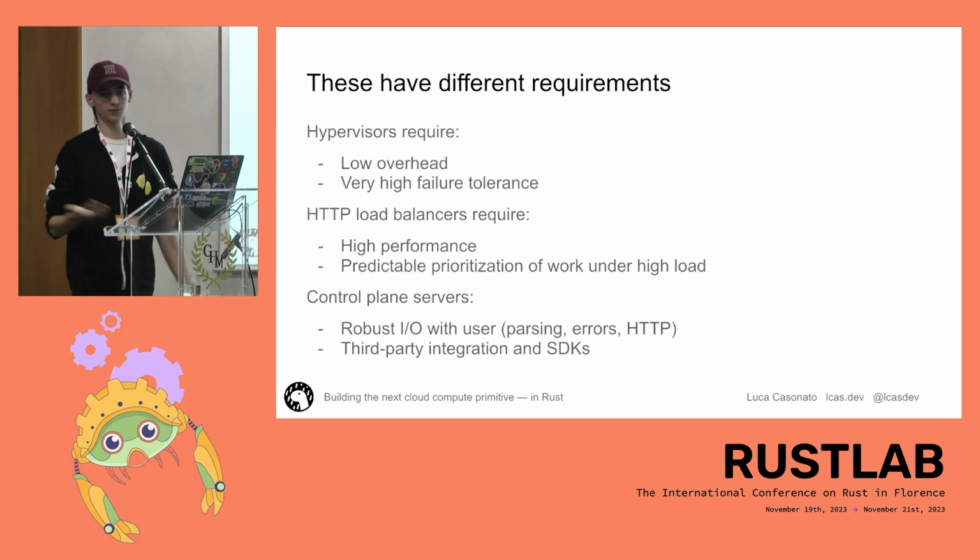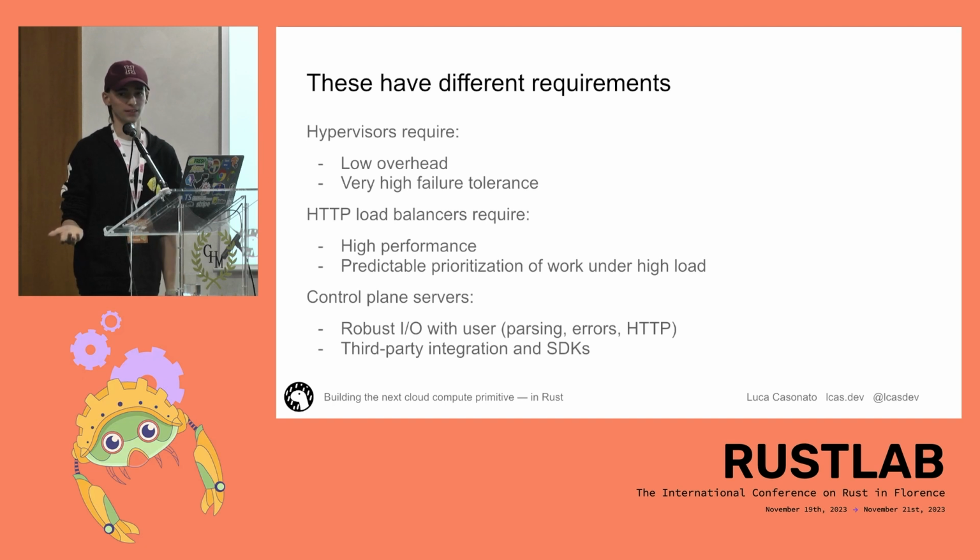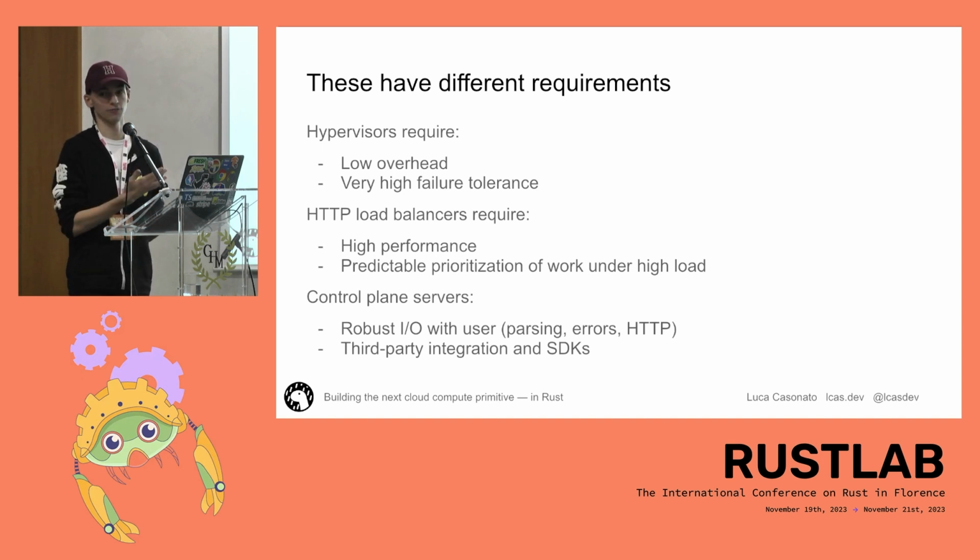HTTP load balancers are pure cost. You just want them to be fast, have as few of them as possible to serve the workload that you need. But you also want to have very predictable performance. You want to make sure that if you're in a scenario where you can't scale up fast enough to handle demand, you're serving traffic for users that are already connected to your system before you serve new traffic, right? So you need to be able to prioritize work well.